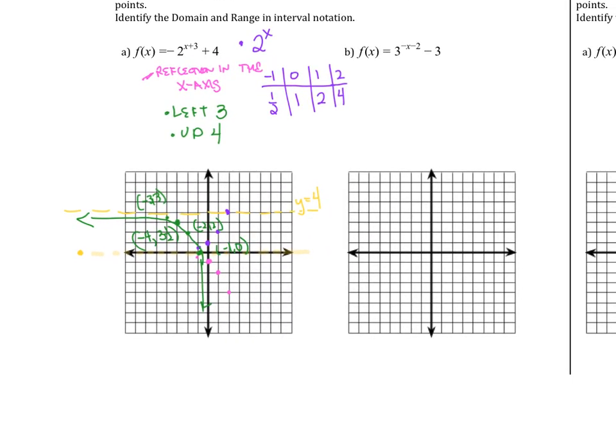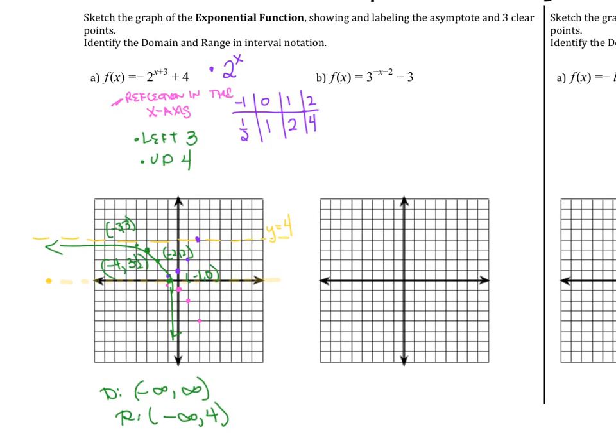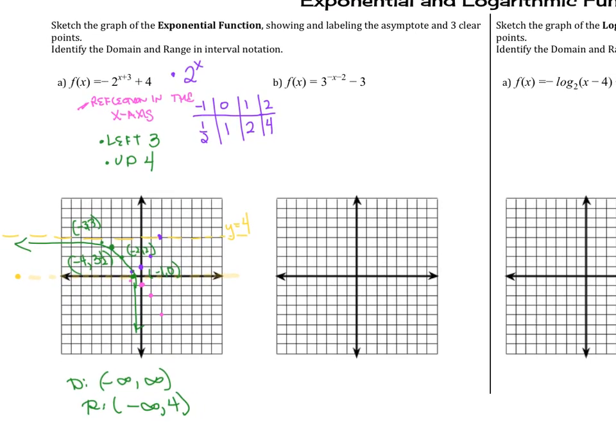And then we can talk about our domain. So domain is -infinity to infinity. Our range is from -infinity to that 4 where that asymptote is. So now let's graph one where it's a reflection in the y-axis.